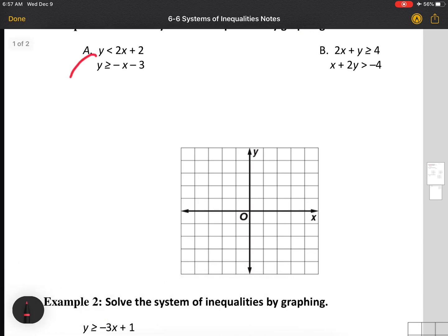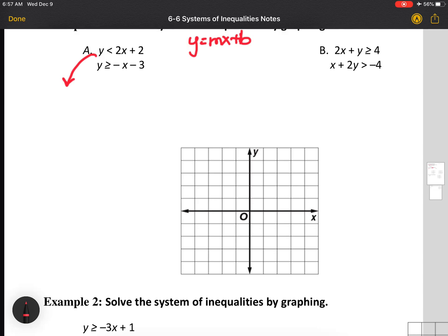If you look at both of them, they're both in slope-intercept form, which is y equals mx plus b. That's a good thing. We always want to make sure they're in that form first. Since they are, I'm going to look at each of them individually for a second.